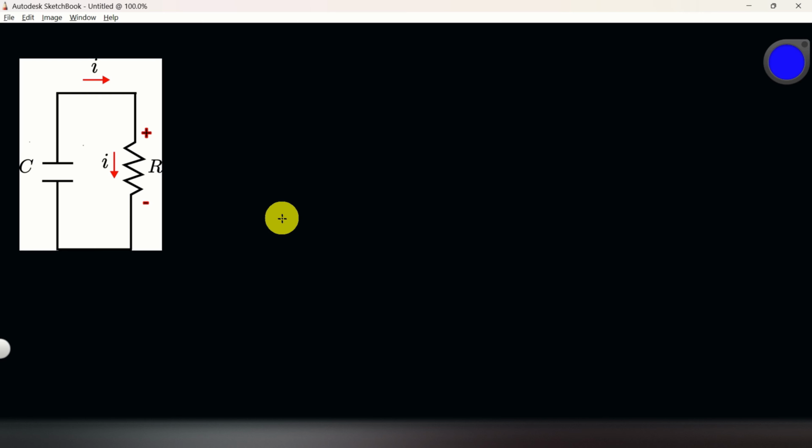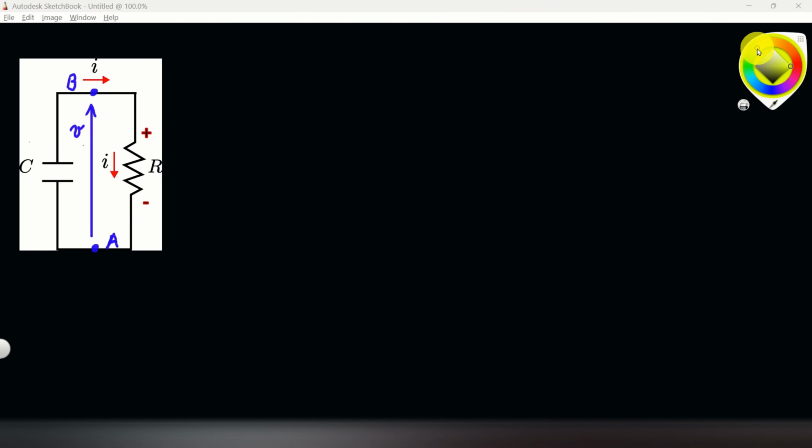Okay, let's solve this problem. The first step is to derive a differential equation describing the dynamics of this circuit. For that purpose, let's analyze this circuit. Let's denote this node as the node B and let this node be denoted as the node A. From B to A, we have a voltage drop, and I will denote this voltage drop as V.